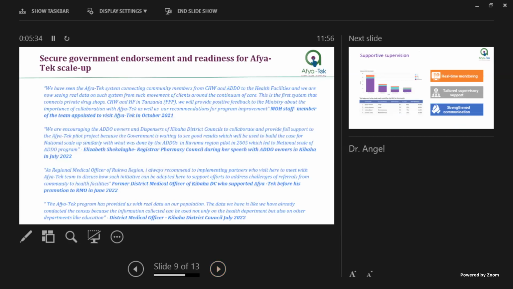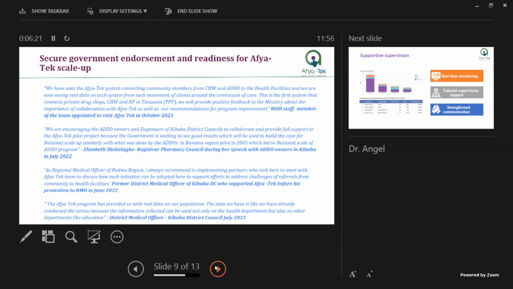So the next slide has just the quotes from the government authorities endorsing the AFETEC system. The first one was from a Ministry of Health staff member, who very much appreciated the AFETEC system and said this is the first system that has actually connected private drug shops, community health workers, and the health facility. We have other systems that connect the community health worker and the health facility, but the unique part of AFETEC is that we're bringing in the private sector, the drug outlets, and bringing them together so that they are able to support the clients, considering that the drug shops are also attending a reasonable number of clients in the community.